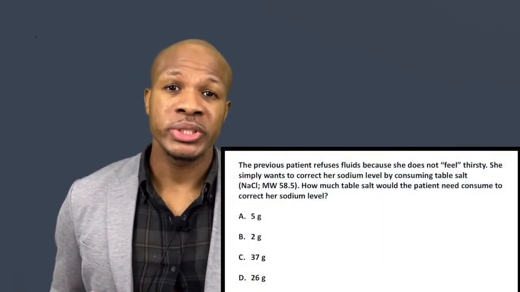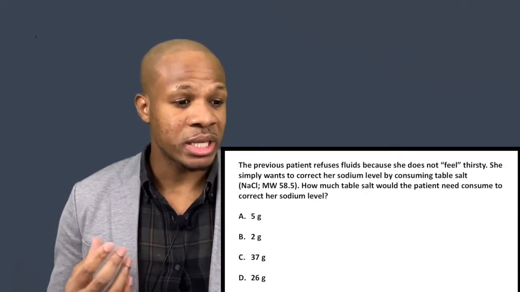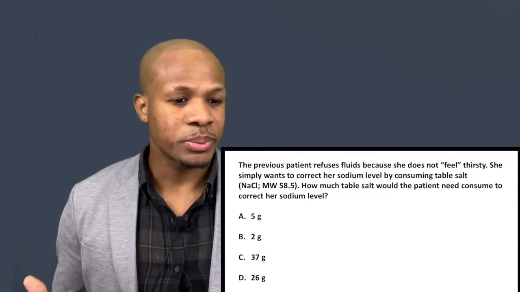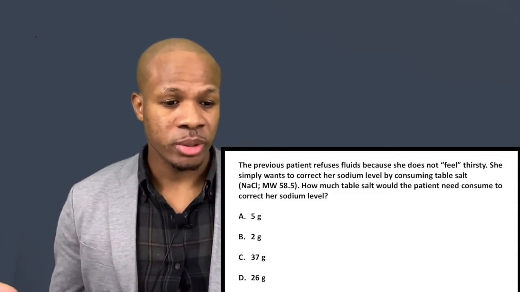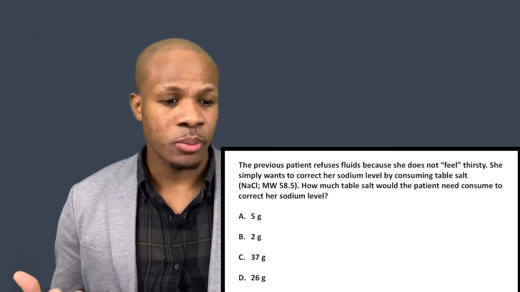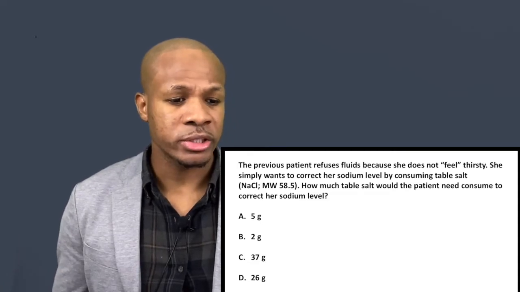Okay, question number 3 says, the previous patient refuses fluids because she does not feel thirsty. She simply wants to correct her sodium level by consuming table salt. Sodium chloride has a molecular weight of 58.5. How much table salt would the patient need to consume to correct her sodium level?